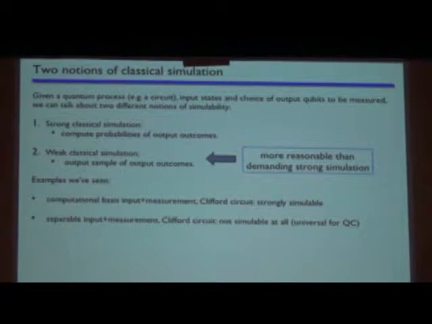So the more fair way of doing a simulation on a classical computer is doing weak simulation, in which you just ask that the classical computer outputs the same distribution of zeros and ones that the quantum computer will, okay? So you're not asking the classical computer to do more than the quantum computer is doing, but just the same thing, okay? And one example of this is a Clifford circuit, which, with computational basis input and measurement, is simulable strongly. And if you add magic states, which we discussed last time, then it becomes universal for quantum computation. So it's not simulable at all, right? Because we believe quantum computers, in general, are not simulable by classical computers.